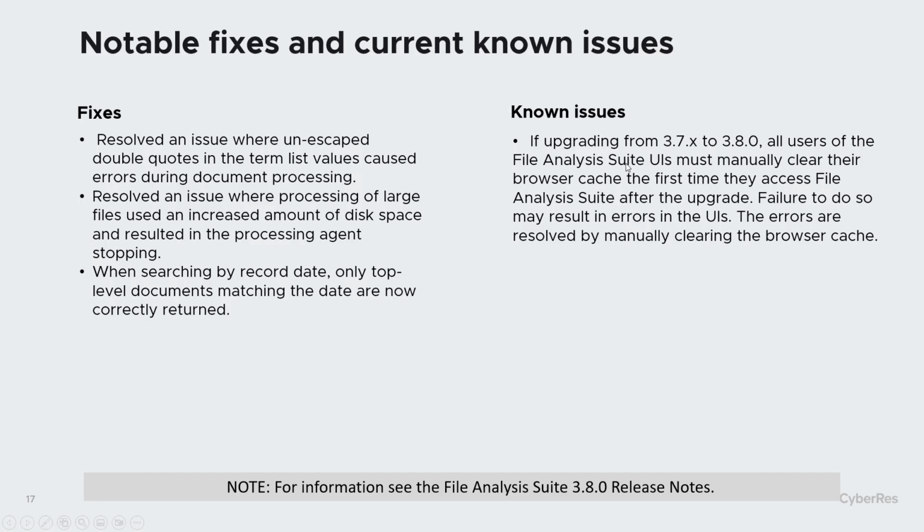One known issue, and this catches a few people out, is when you're upgrading from 3.7 to 3.8, it's important that users within the UA must manually clear their browser cache the first time they access the upgrade. You may sometimes get some odd errors in the UI, and those errors are nearly always fixed by clearing out the browser cache. Once you've cleared the browser cache, you'll get the new parts of the interface. So just watch out for that one.